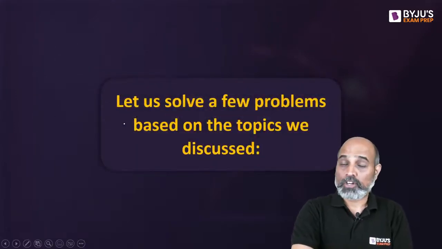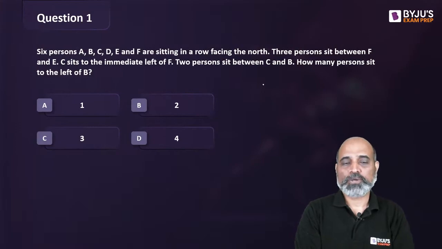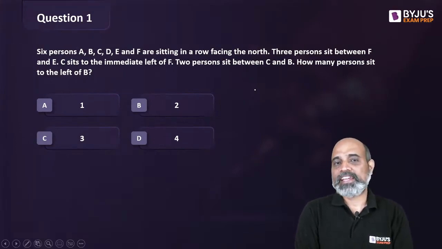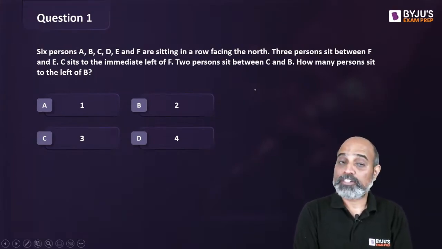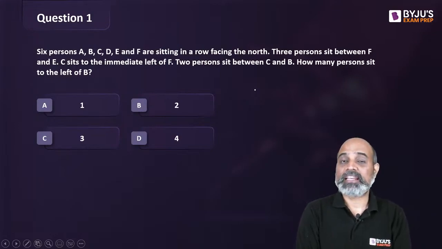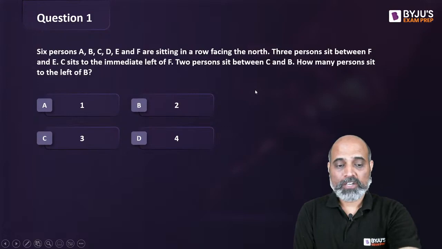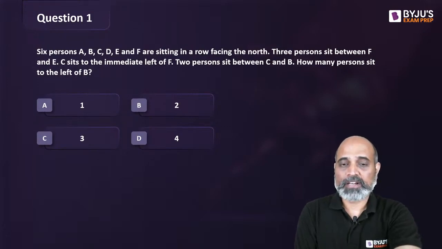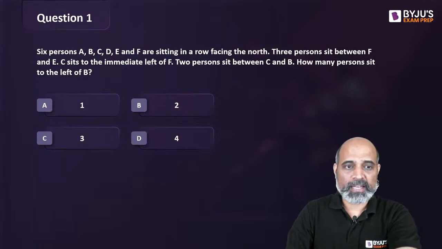So let's solve some problems. The first question is, 6 people A to F are sitting in a row facing north. 3 people sit between F and A. C sits to the immediate left of F. 2 persons sit between C and B. How many people sit to the left of B? So I will be giving you guys around a minute's time. Okay, so you can let me know.